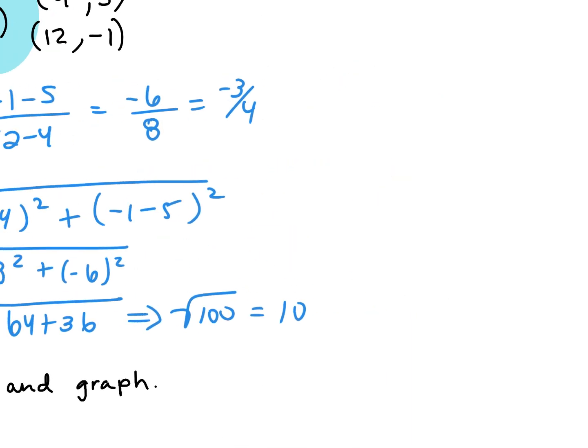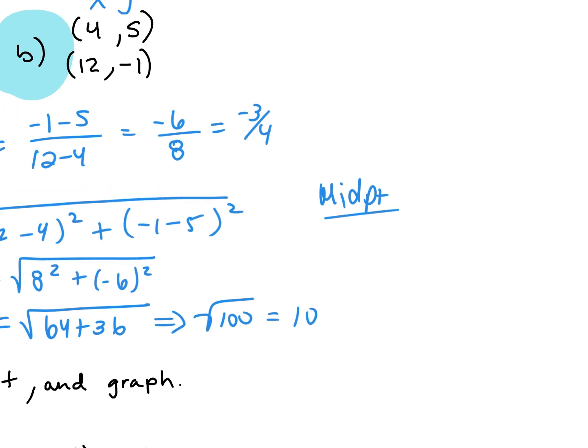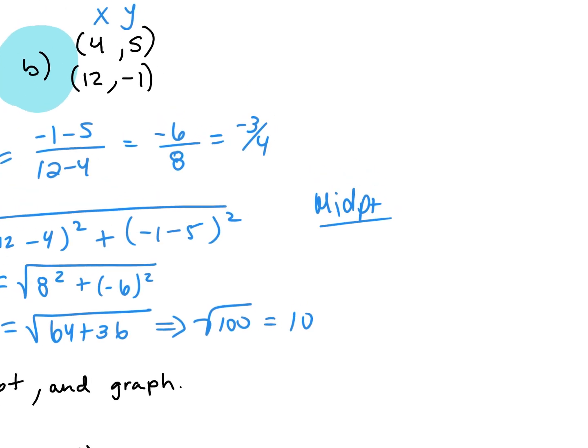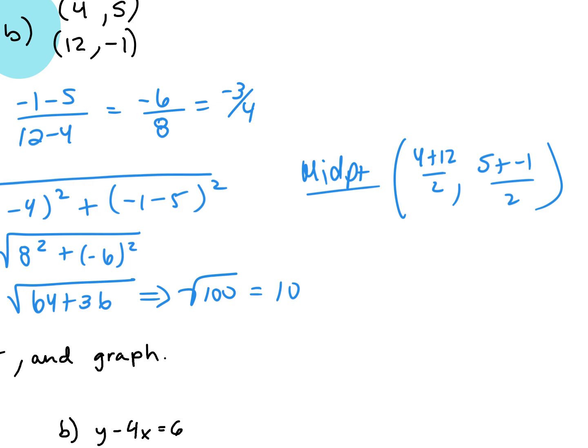All right, last thing we're going to talk about is the midpoint. Well, what do I do to the x's and the y's? To find the midpoint, what do I do to the x values and the y values? You add them. You're going to take the average. You're going to add and divide by 2. So I'm going to say 4 plus 12 divided by 2. And then 5 plus -1 divided by 2. What's 4 plus 12? Okay, 16 divided by 2 is 8. 5 plus -1, 4. 4 divided by 2 is 2.